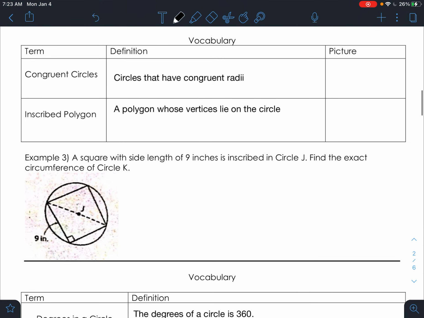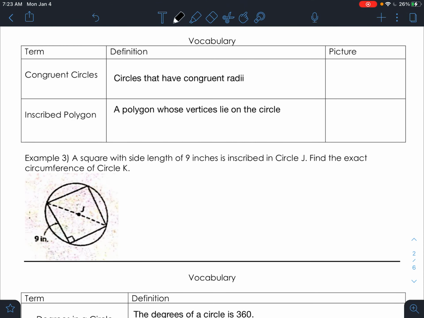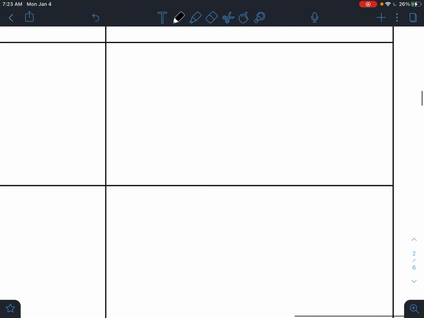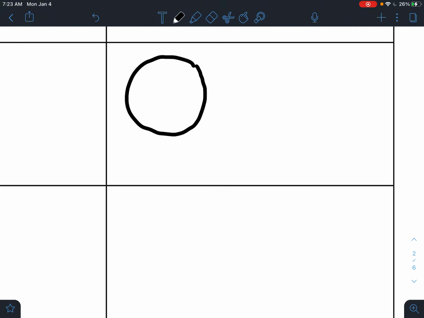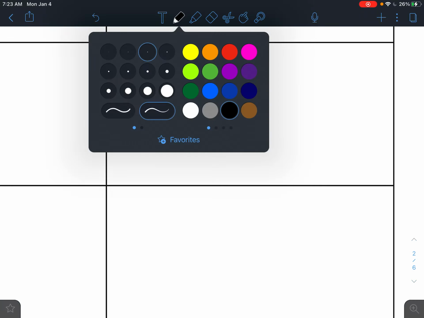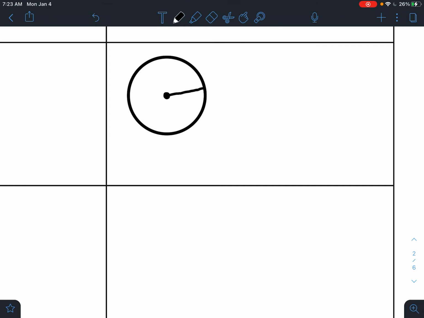Okay, so our next term here is congruent circles, and it says circles that have congruent radii. So for circles to be congruent, it's actually based off of their radii length. So if I would, in this picture area, draw my circle, I'm going to draw in my center, and then again, I'm going to draw in my radius. And let's go ahead and say that this is circle M.